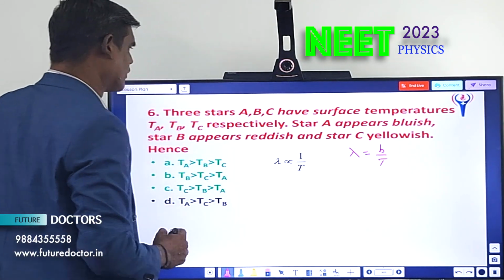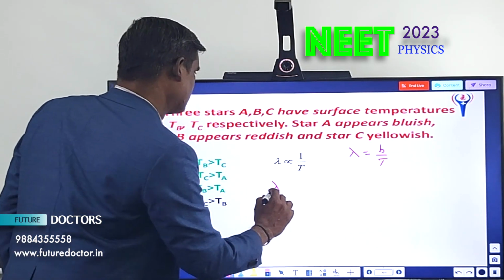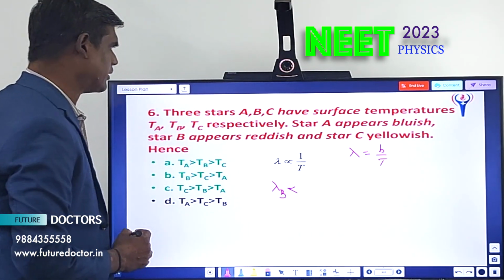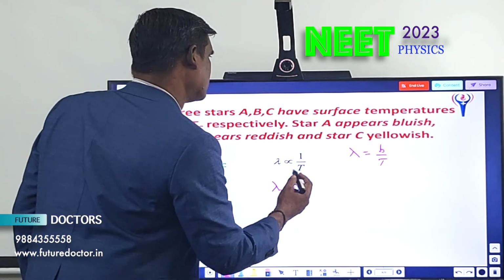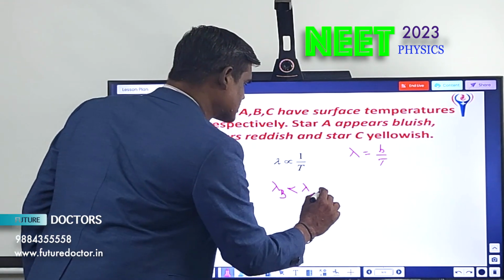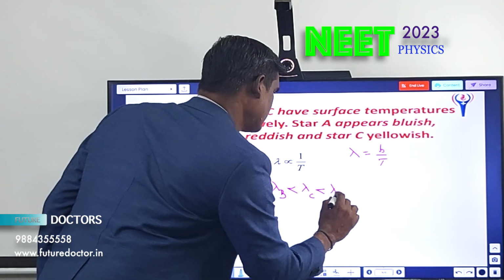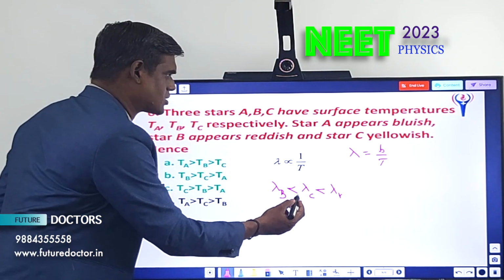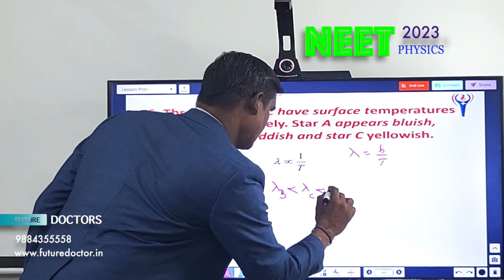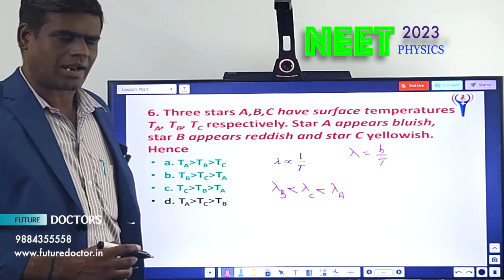The lambda value for bluish is the least, since the wavelength of blue is least, and then next is yellow, that is for C, lambda C. And the last one is reddish, lambda R. The wavelength of red is highest, next is for C, yellowish. So lambda of blue is less than lambda C, which is less than lambda of red.